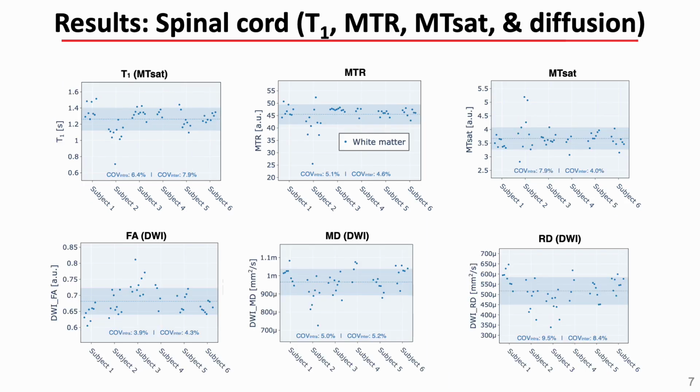Here we show the quantitative metrics in the spinal cord: T1, MTR, MTsat, and diffusion in the white matter portion of the spinal cord.